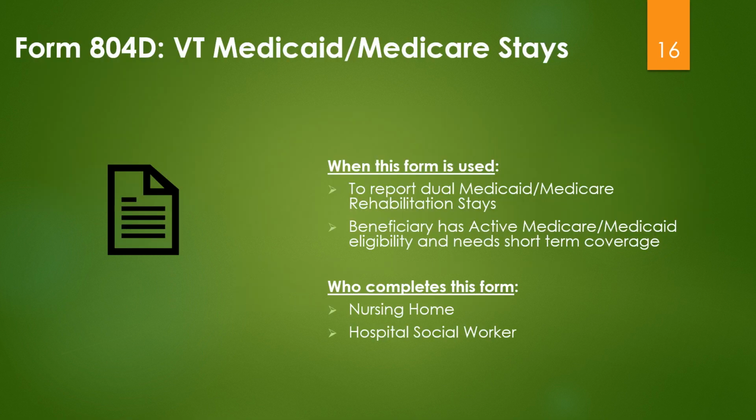Form 804D, Vermont Medicaid, Medicare Stays. This form is used by skilled nursing facilities and hospitals that have swing bed status. This form is used to report dual Medicare-Medicaid rehabilitation stays. Use Form 804D if the beneficiary currently has active Medicare and Medicaid eligibility and is in need of short-term coverage. If the beneficiary does not have Medicare, use Form 804C. This form is completed by the nursing home or the hospital social worker.